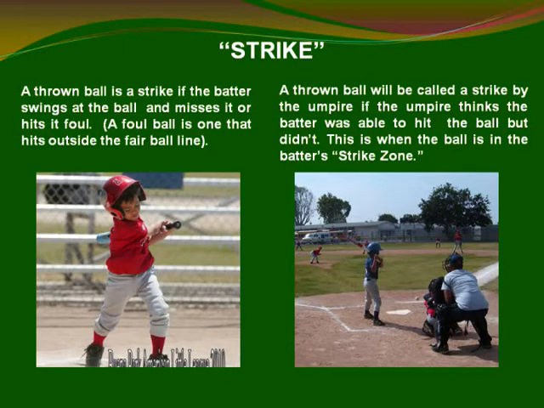A thrown ball is a strike if the batter swings at the ball and misses it or hits it foul. A foul ball is one that lands outside the fair ball line. A thrown ball will be called a strike by the umpire if the umpire thinks the batter was able to hit the ball but didn't. This is when the ball is in the batter's strike zone.